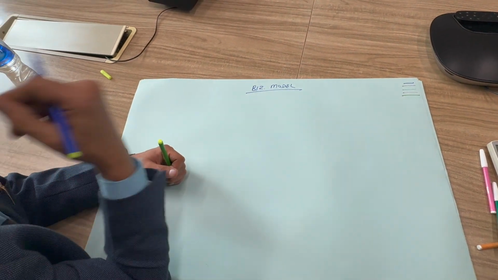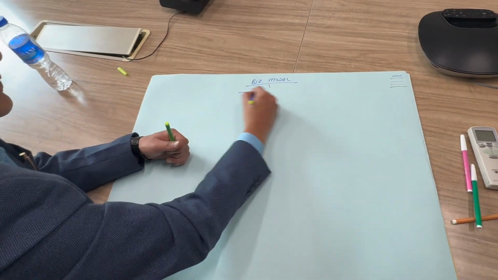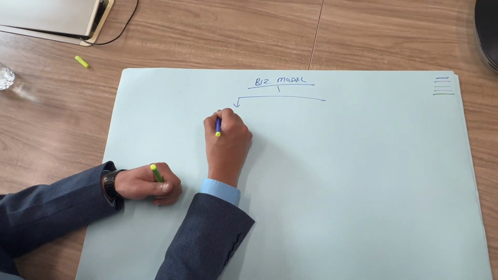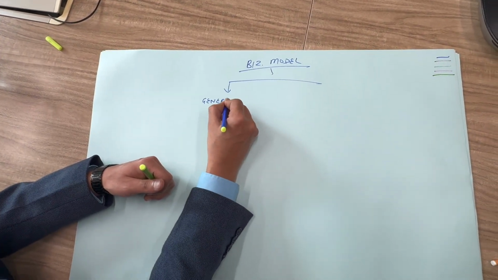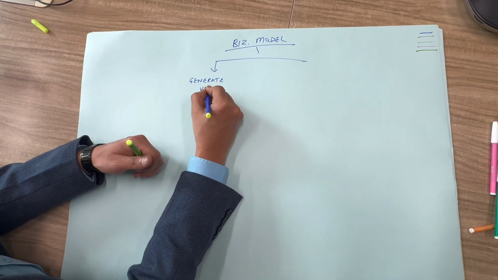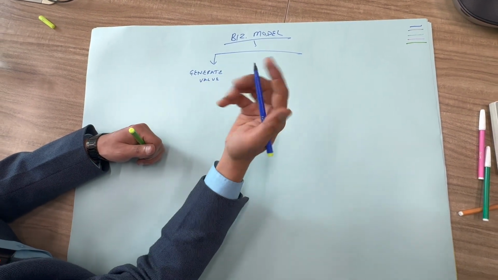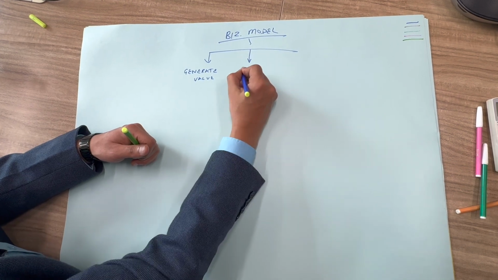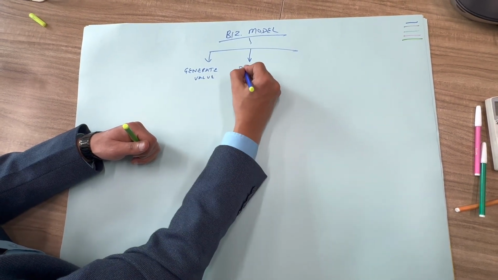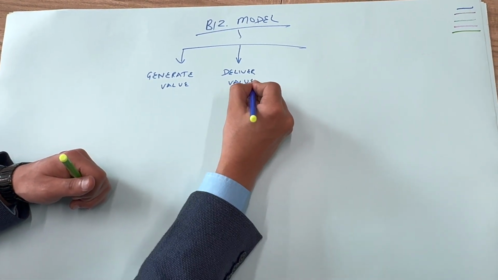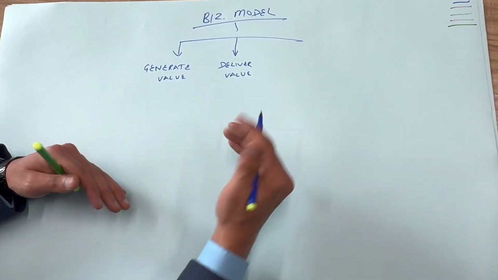A business model, in its very simple sense, answers three questions. The first question that it answers is, how does a business generate value? What are the value generating activities? Now, value is something which is delivered to the customer. The second thing is, once the value is generated, how does the business deliver value? What are the value delivering activities towards the customer?